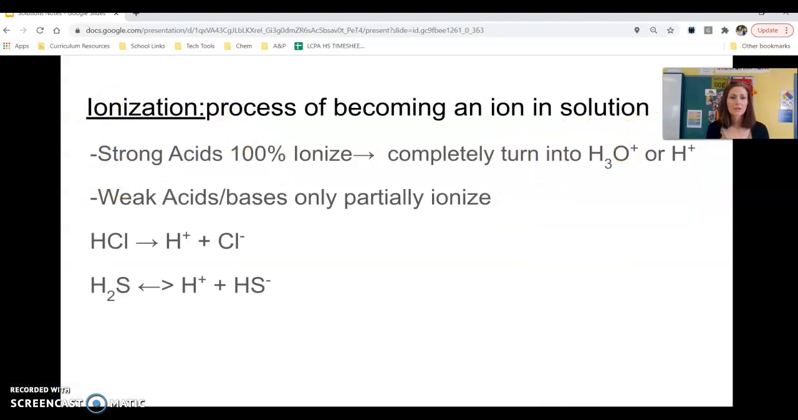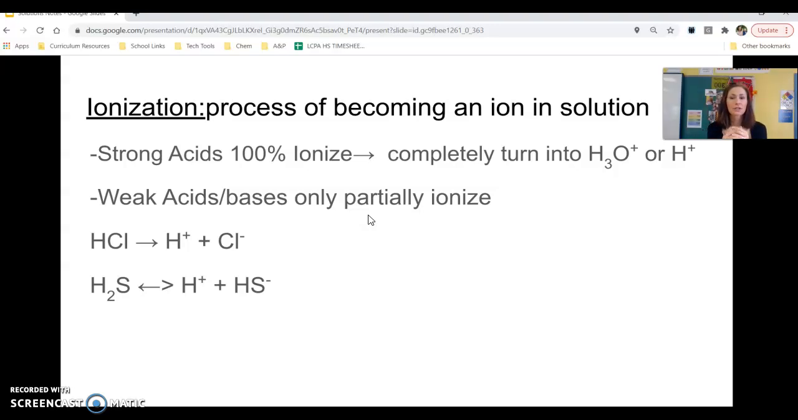Ionization is the process of an ion becoming a solution, or an ion in solution, and this is what gives acids their strength. So strong acids are strong because they ionize 100% in solution. They turn completely into that hydronium ion, which we represent as either H3O+ or H+. Weak acids and bases, then, are weak because they only partially ionize. They only partially give that hydronium ion in solution.